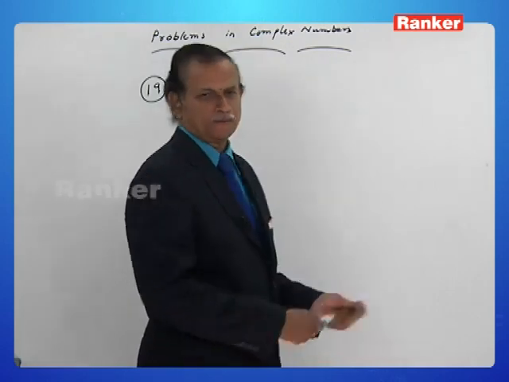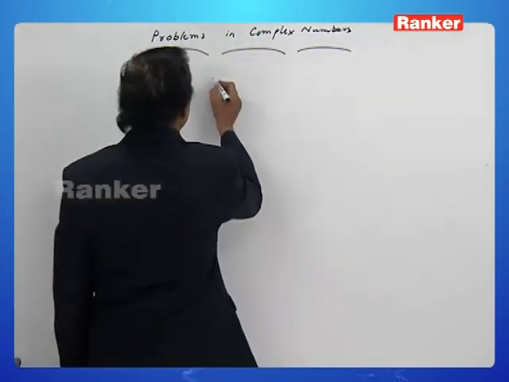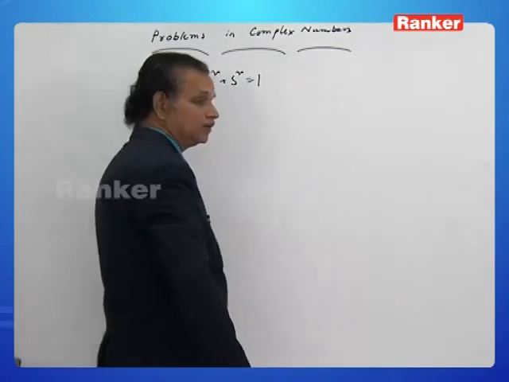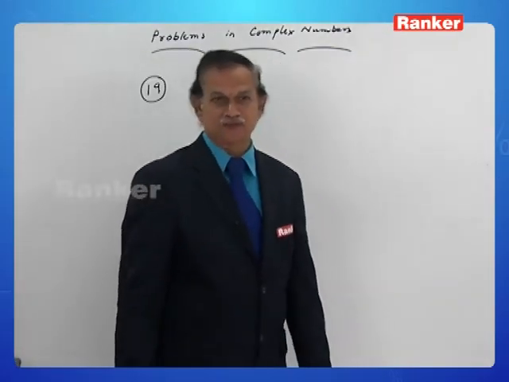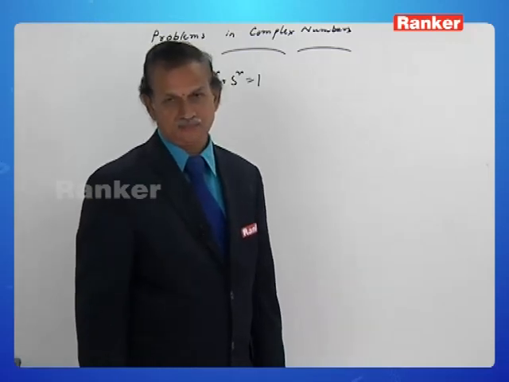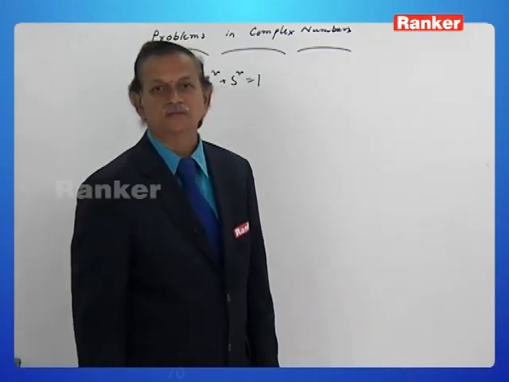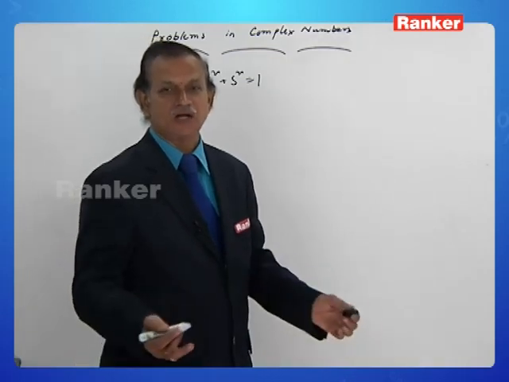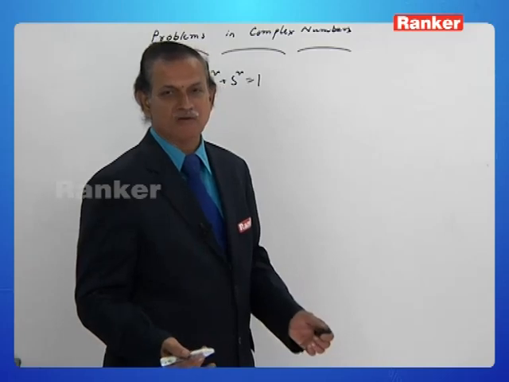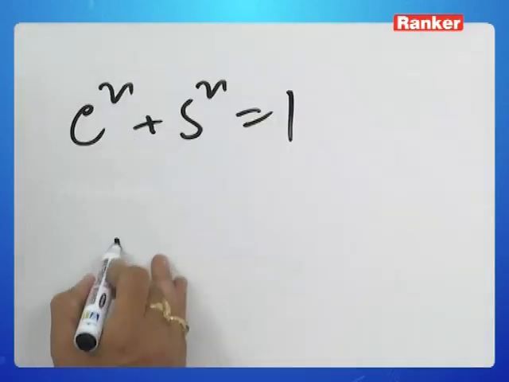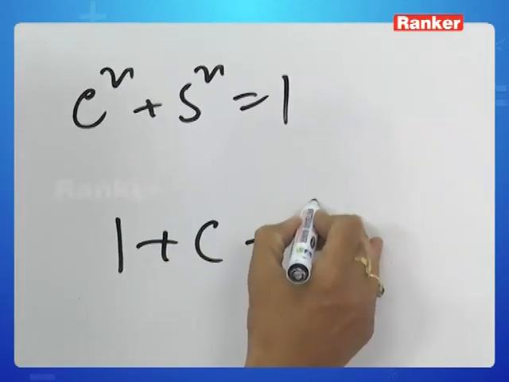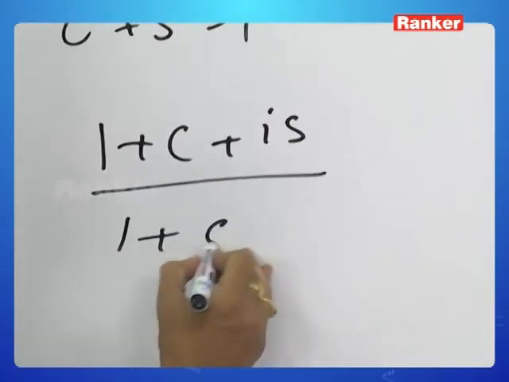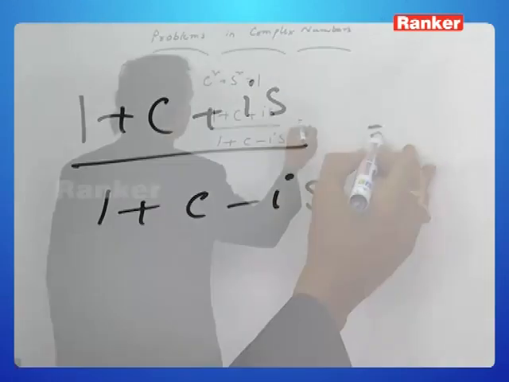Let us see. What is given? C square plus s square is 1. We are supposed to make use of that in due course of simplification. And then what is the actual complex number whose value is to be found? 1 plus c plus is by 1 plus c minus is.